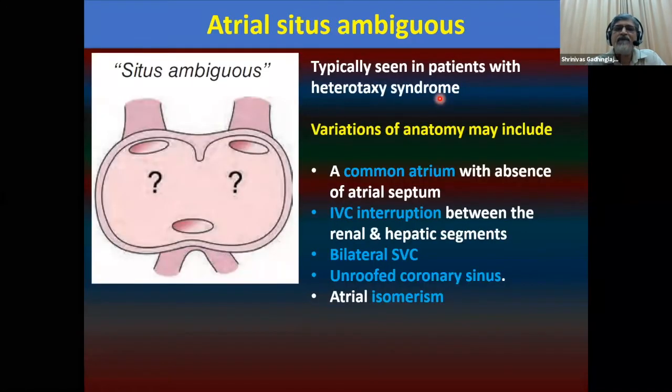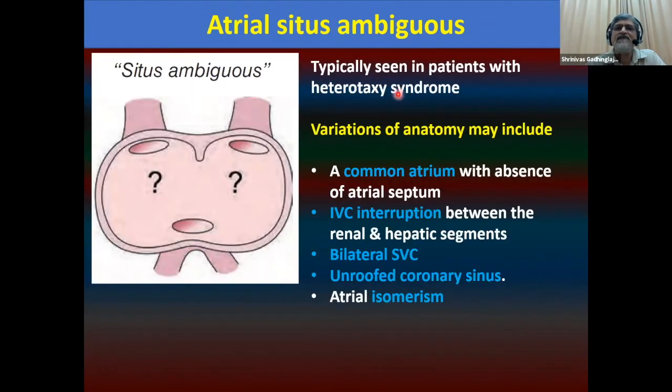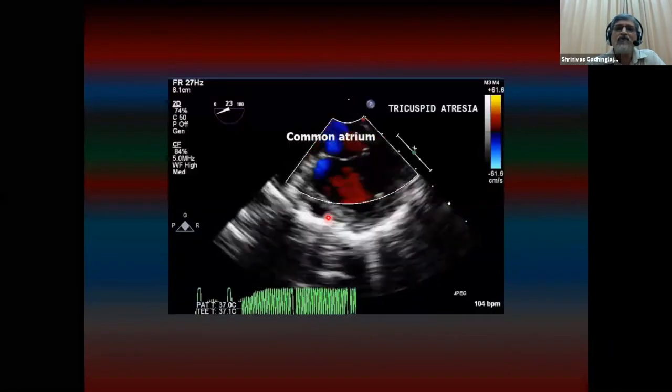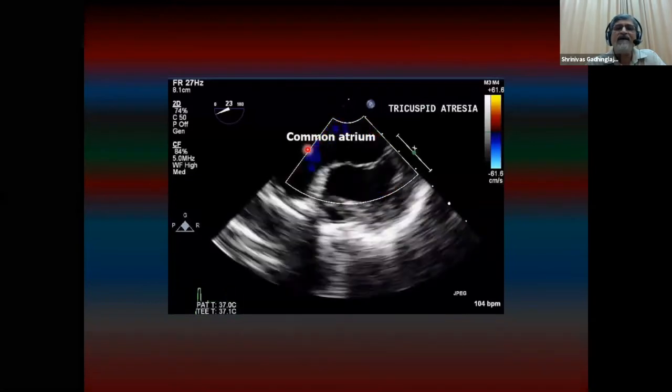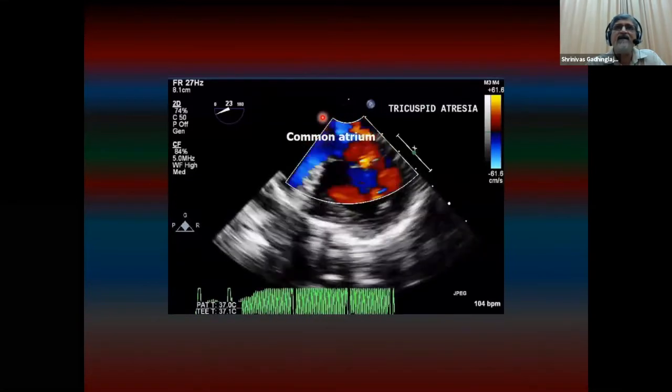Now, what is situs ambiguous? Atrial situs ambiguous is typically associated with heterotaxy syndrome. And then we have five variants: the common atrium, IVC interruption, bilateral SVC, unroofed coronary sinus, and atrial isomerism. I shall come to them one by one. This is an example of the common atrium, where the interatrial septum is not there. So RA and LA are practically a single atrium.